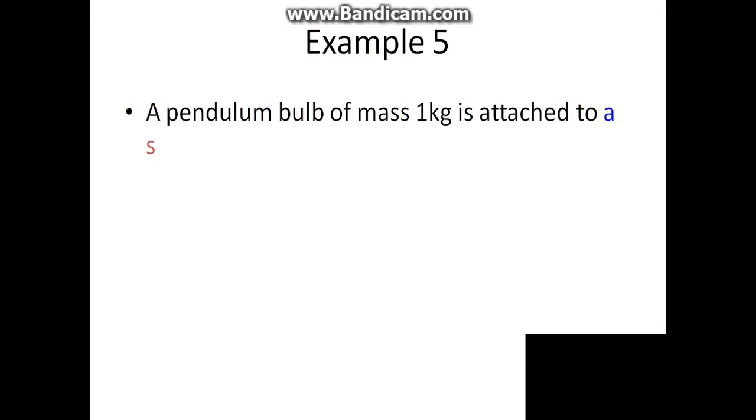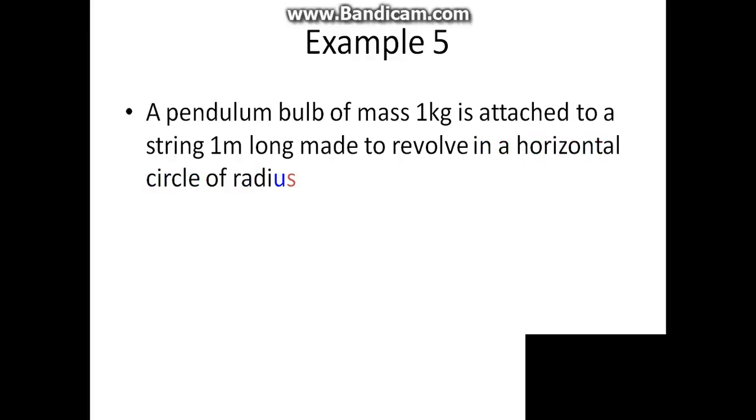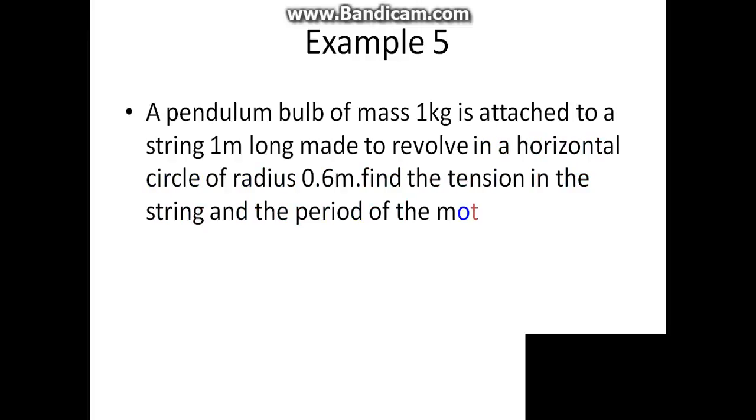Example 5. A pendulum bulb of mass 1 kilogram is attached to a string 1 meter long, meant to revolve in a horizontal circle of radius 0.6 meters. Find the tension in the string and the period of the motion. Take g equals 9.8 meters per second squared.